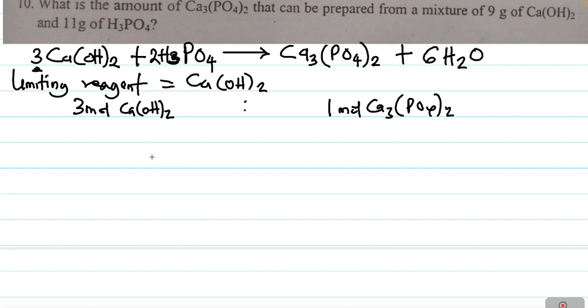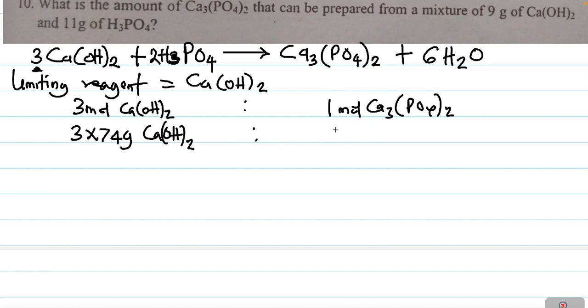Now, remember, the mass inside 1 mole is molar mass. So for us to get the mass inside 3 moles, we're going to say 3 times the molar mass of calcium hydroxide, which is 74 grams. We had earlier gotten that previously. 74 grams of calcium hydroxide, right?